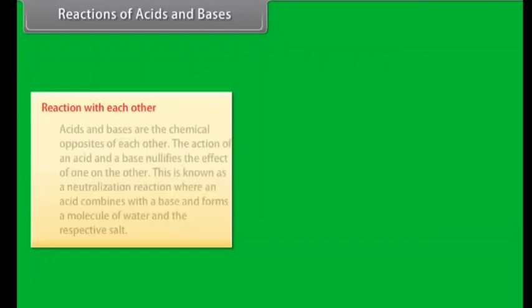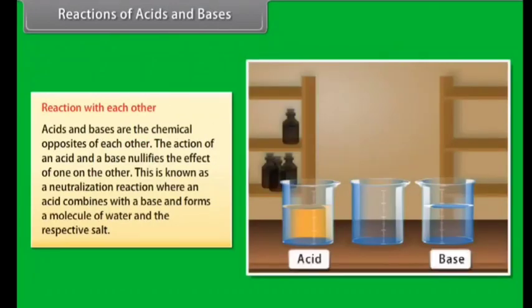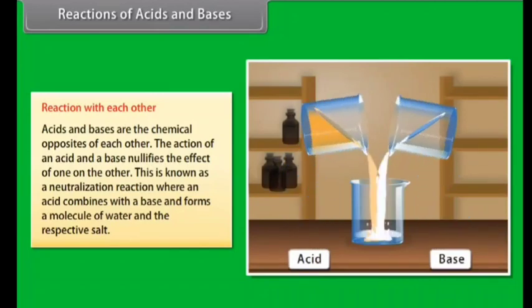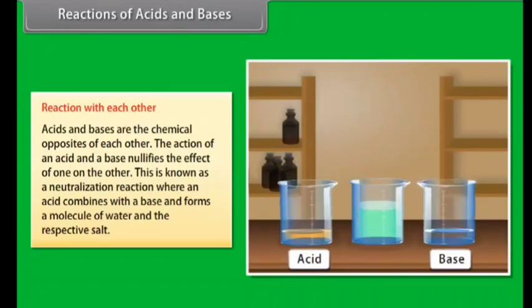Reaction with metal carbonates and metal hydrogen carbonates. Acids react with carbonates and hydrogen carbonates to form their respective salt, water and carbon dioxide.